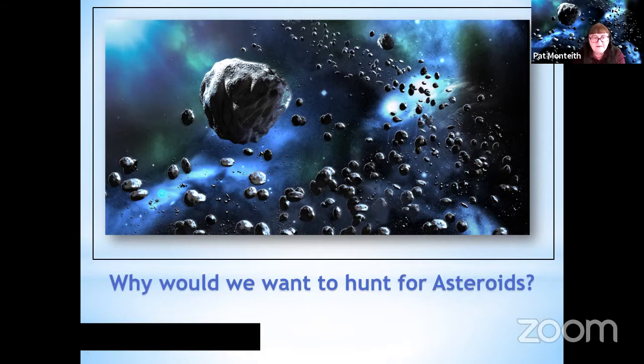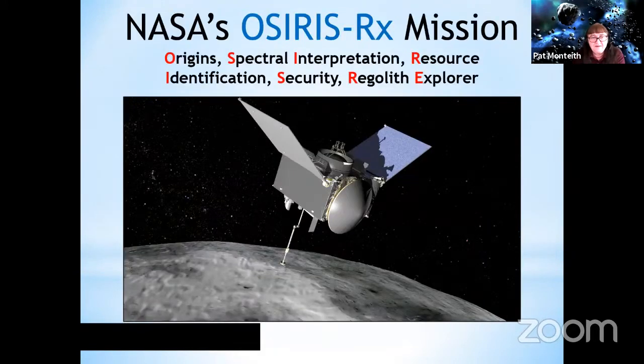And one of the asteroids that Mary just mentioned that has turned out to be my favorite asteroid mission is NASA's OSIRIS-REx mission, which is a spacecraft that's going to the asteroid Bennu. And OSIRIS-REx is an acronym, and an acronym is where each one of the letters in the title stands for something else, and in this case it stands for origin, spectral interpretation, resource identification, security, and regolith explorer.